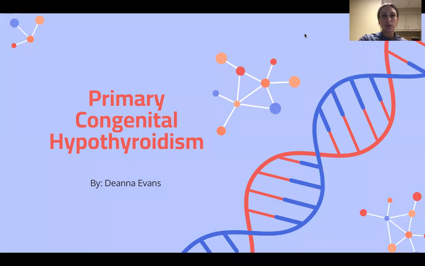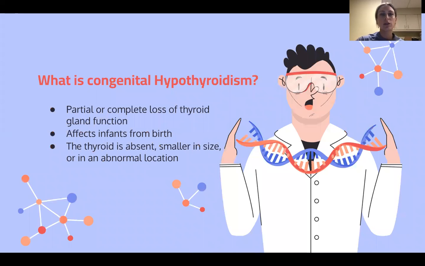So my genetic disorder is primary congenital hypothyroidism. So what is hypothyroidism? It's congenital, which means it occurs from birth. This is partial or complete loss of the thyroid gland function. Again, it affects infants from the time they're born, and the thyroid is absent, smaller in size, or in an abnormal location.